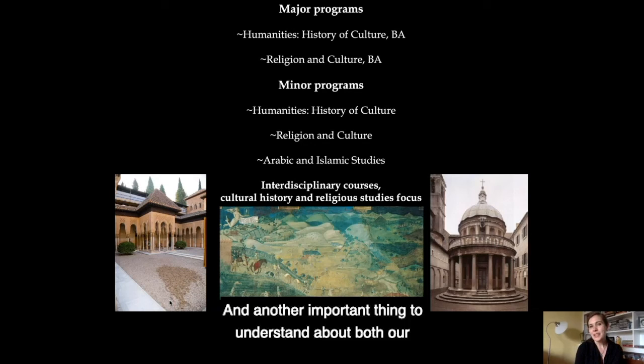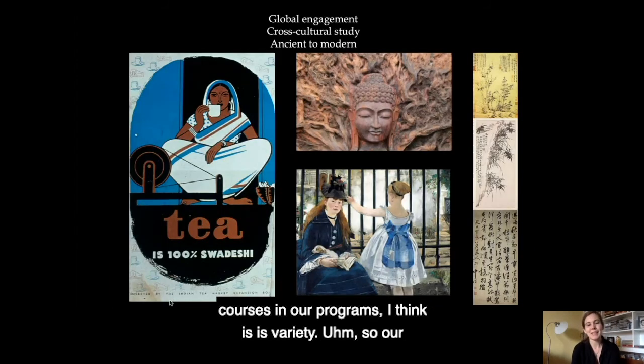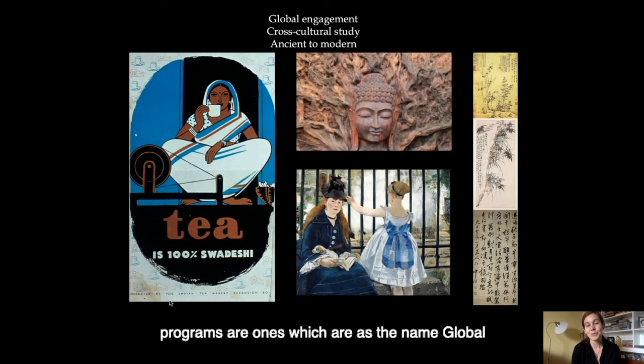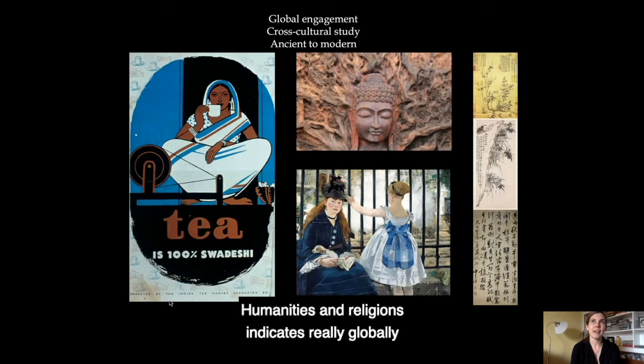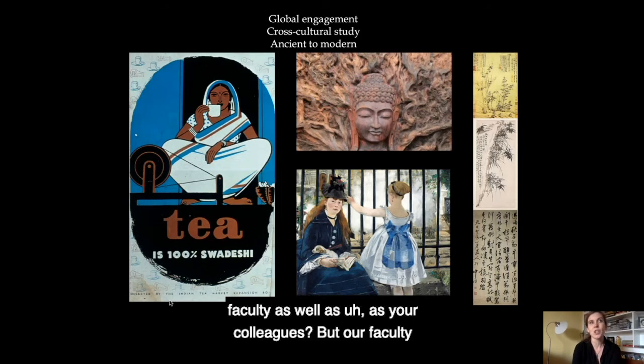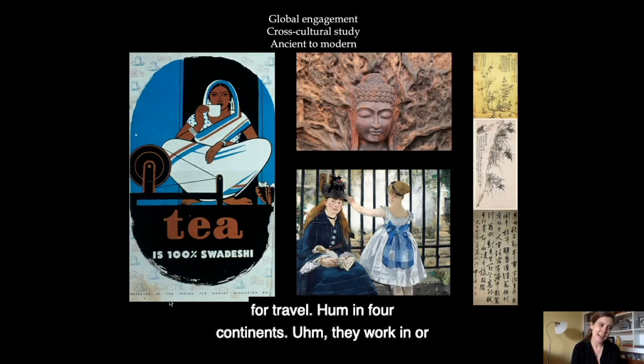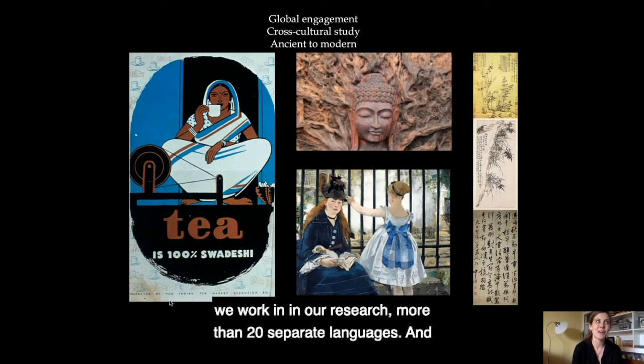And another important thing to understand about both our courses and our programs, I think, is variety. Our programs are, as the name Global Humanities and Religions indicates, really globally engaged. Our faculty of 8, soon to be 9 permanent faculty, as well as adjunct colleagues, regularly conduct research, when conditions are favorable for travel, on 4 continents. We work in our research in more than 20 separate languages.